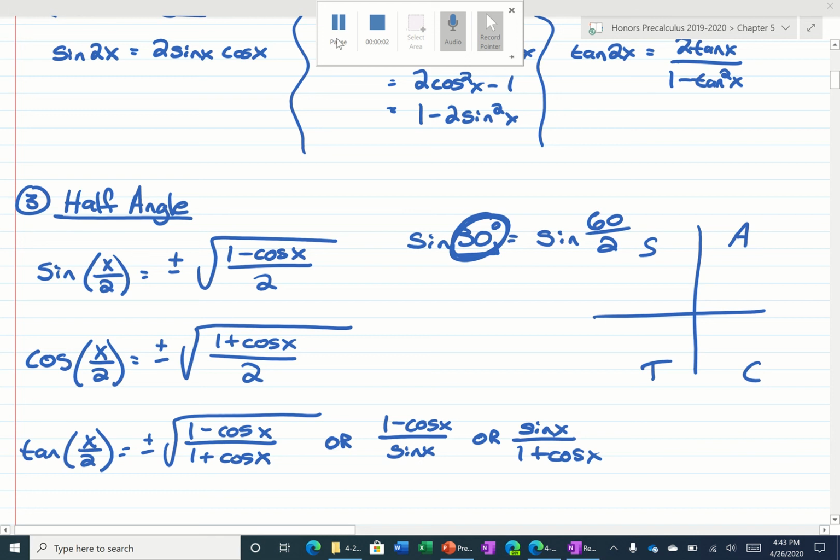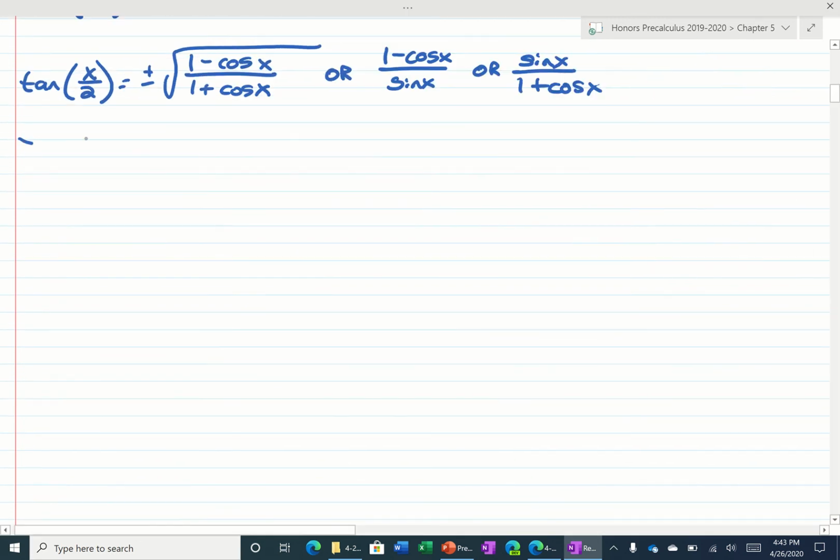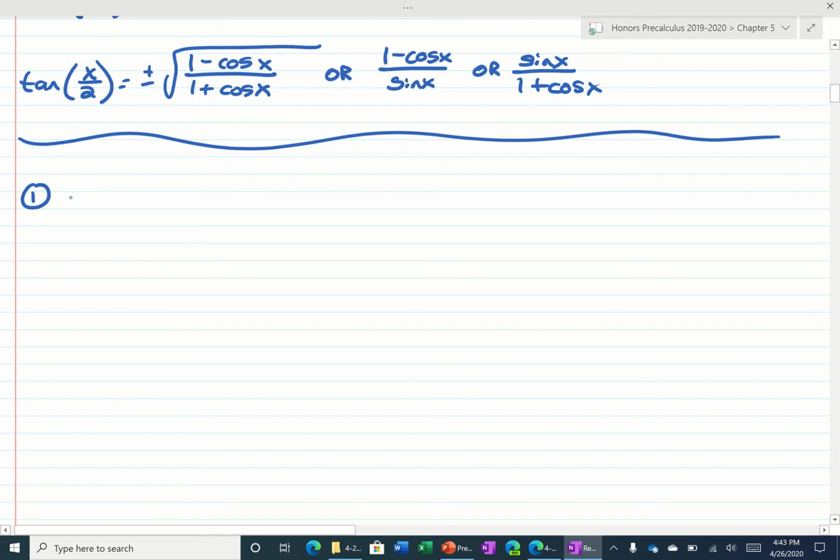All right, so let's go over that review worksheet that I posted. All right, we'll just kind of work through this here. And for number one, it's asking to find the exact value of the sine of 75 using a half-angle identity.